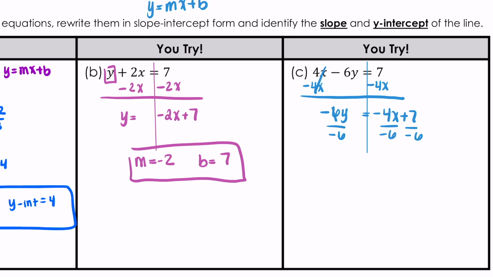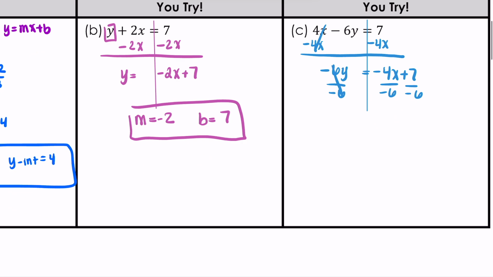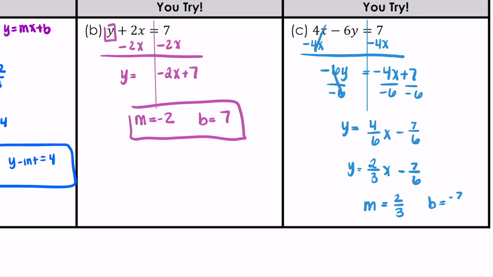Now remember, when I divide a negative by a negative, I do get a positive. So that negative 4 over 6 does reduce. So I have y equals 4/6 x minus 7 over 6. But wait a second, I actually can simplify 4/6 to make it look a little nicer. I can divide both of my terms by 2, which becomes 2/3 x. So my slope is 2/3, and my y-intercept is negative 7 over 6.